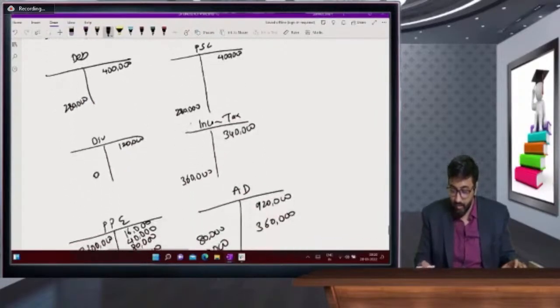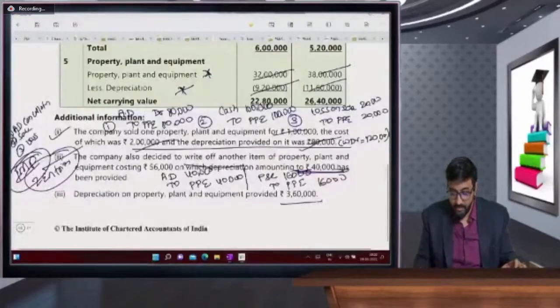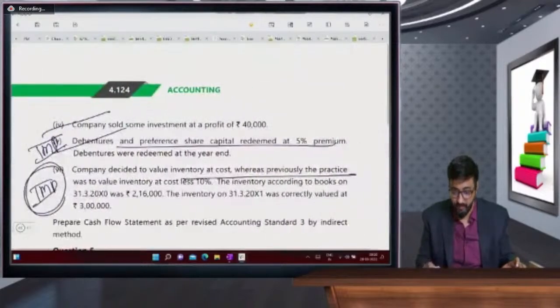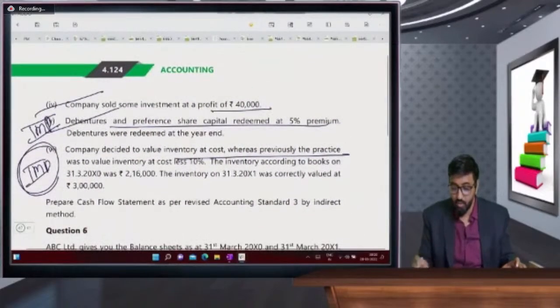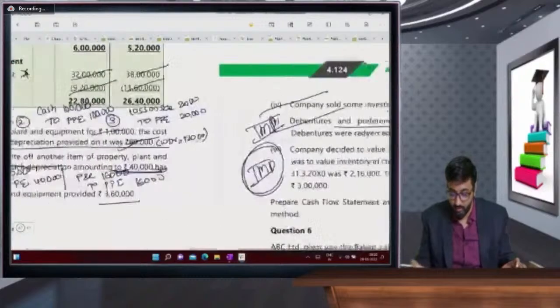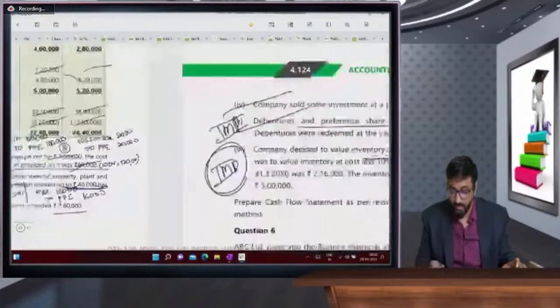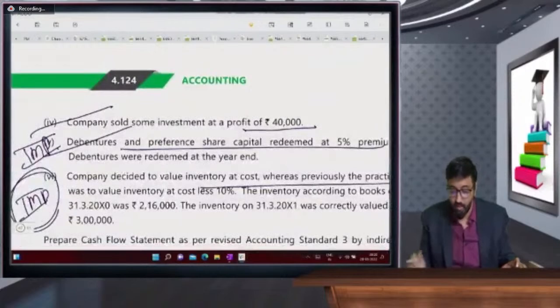Depreciation to accumulated depreciation. Depreciation effect: adjusted P&L, and the second effect is accumulated depreciation, credit side. Company sold investment for rupees 40,000. So beta, what is the entry? Yes, now you only tell me, company sold investment.